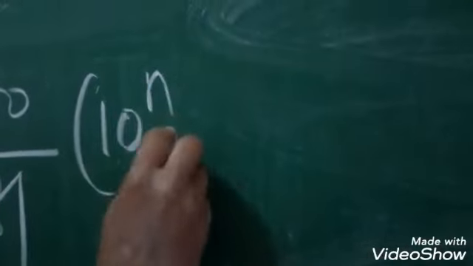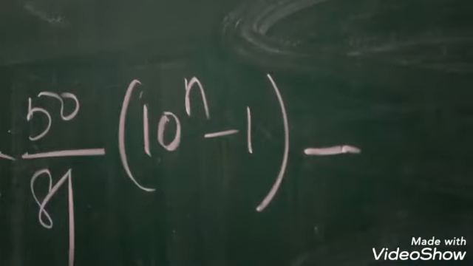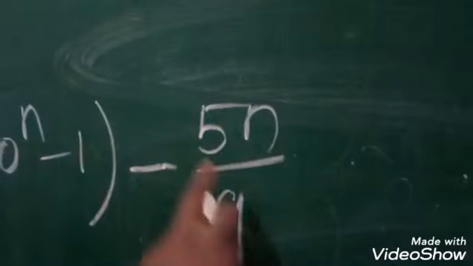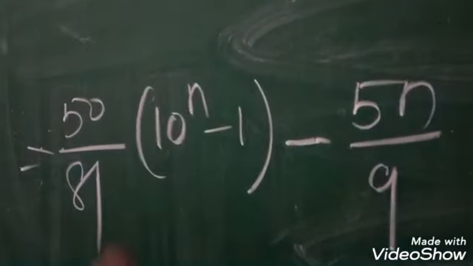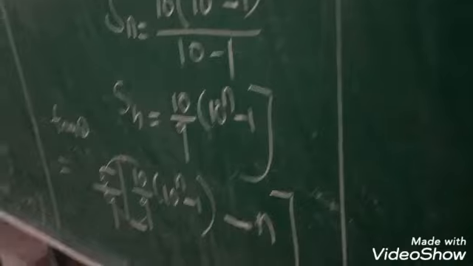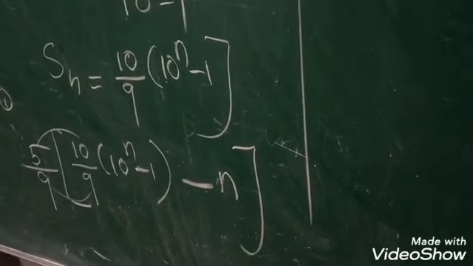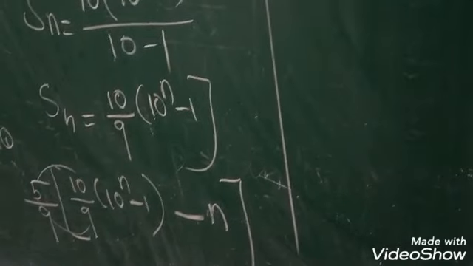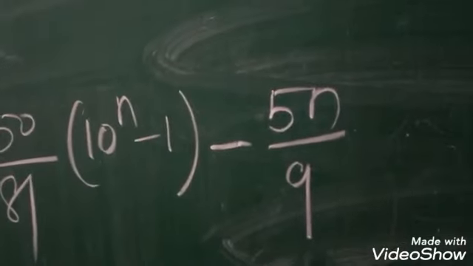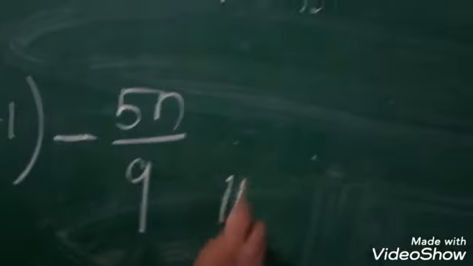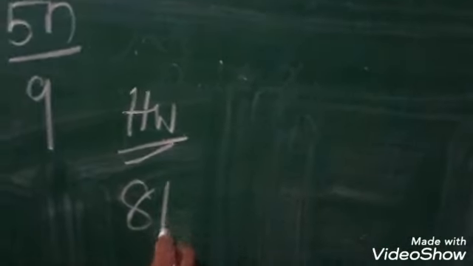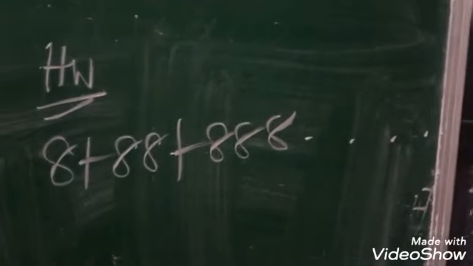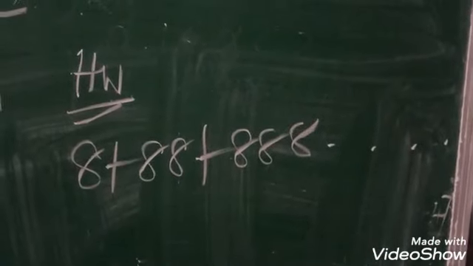10 to the power of n minus 1. Another one, 5 into n by 9, okay, 5n divided by 9. Many of them will leave this out if you multiply only the first term alone, so that the answer will be wrong. If you multiply both terms, then only it will be correct. Okay, girls? Do the same for homework: 8 plus 88 plus 888. This is for your part to do and show to me.